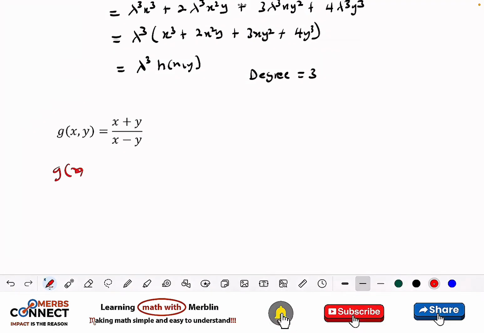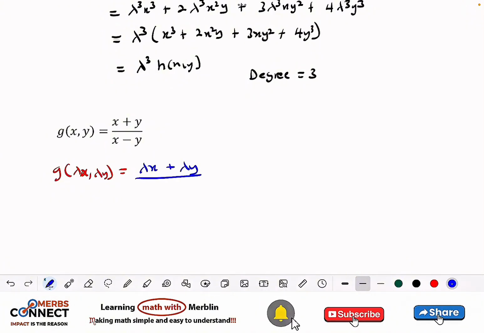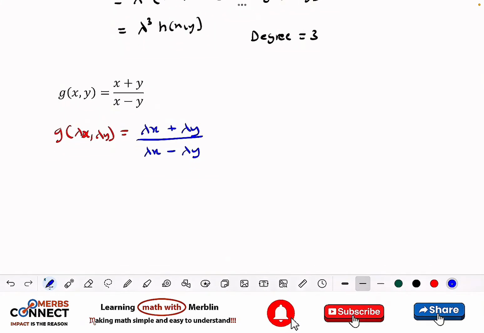h of lambda x, lambda y is equal to, same thing, I multiply x by lambda plus I multiply y by lambda, divided by lambda x minus lambda y. Now what are we going to get? This is the same as, I can factor lambda out on the top, and then down below I can factor lambda out.